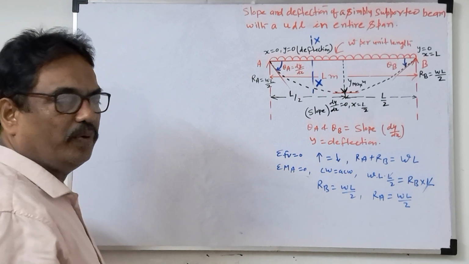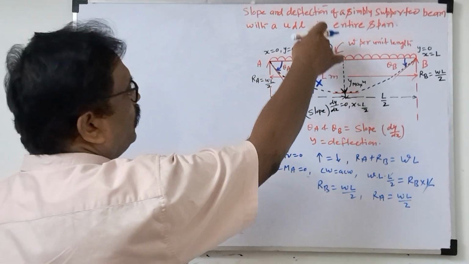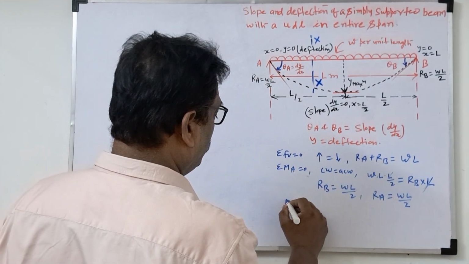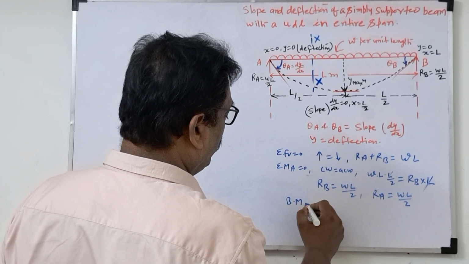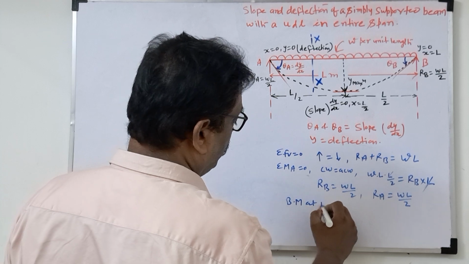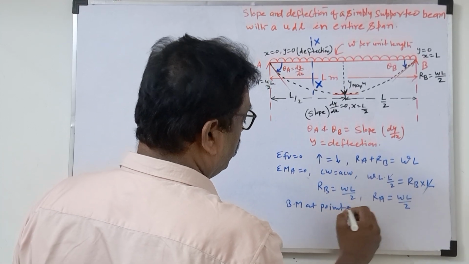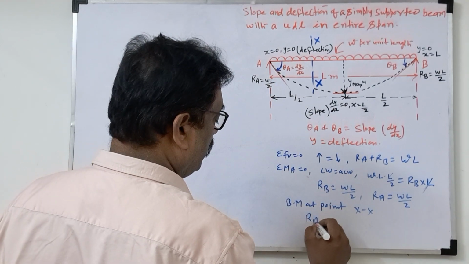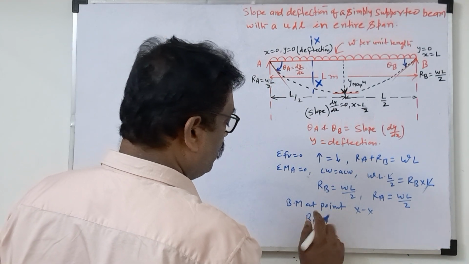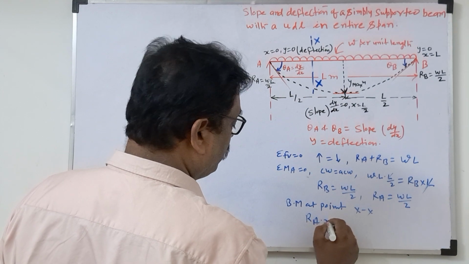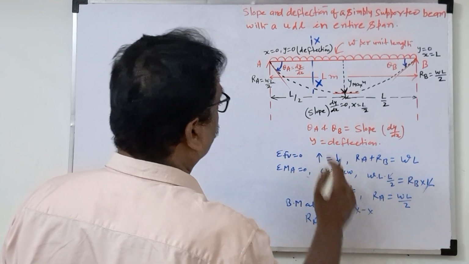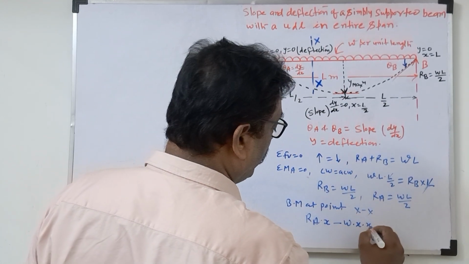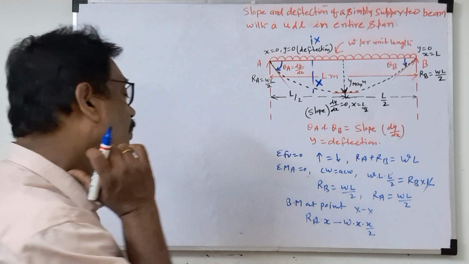So moment is nothing but force into perpendicular distance. Now suppose we will take a point x. So at this point, what will come? Ra. So I am writing the bending moment at point xx. What will we write here? Ra into x minus w into x by 2. This is the bending moment at xx.